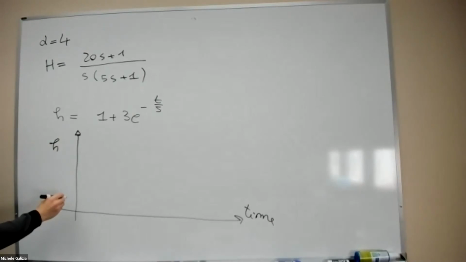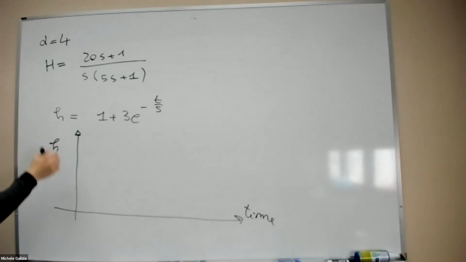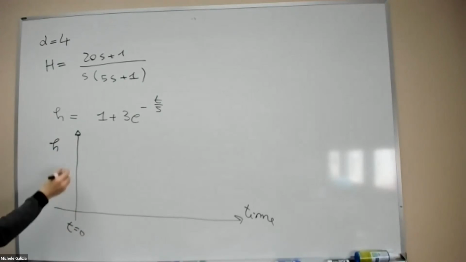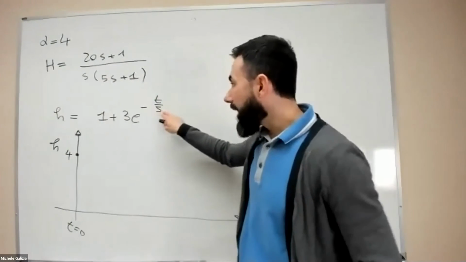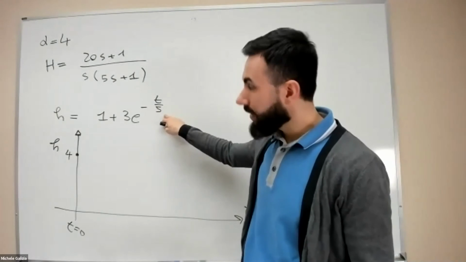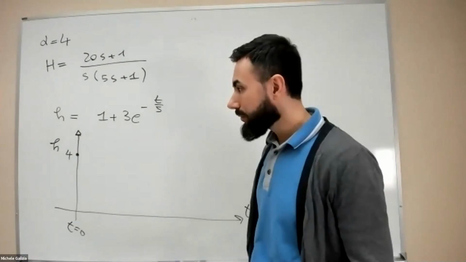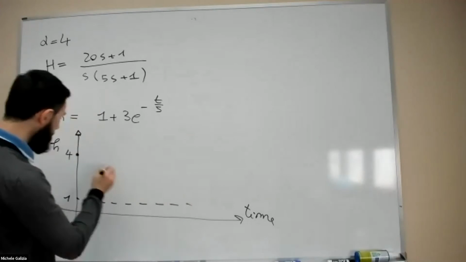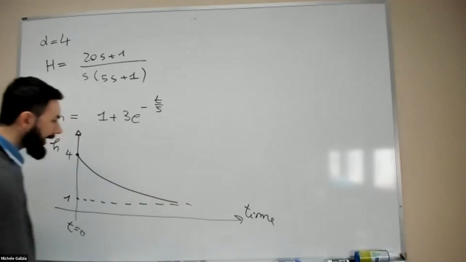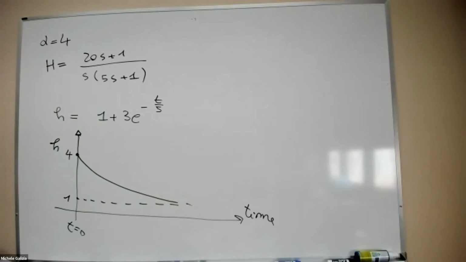So, when time is equal to 0, what is the h? 4. Again, exactly the initial value. What if time goes to infinity? What is the asymptotic level? 1. So now the situation is like this. Makes sense? Yes, it does.